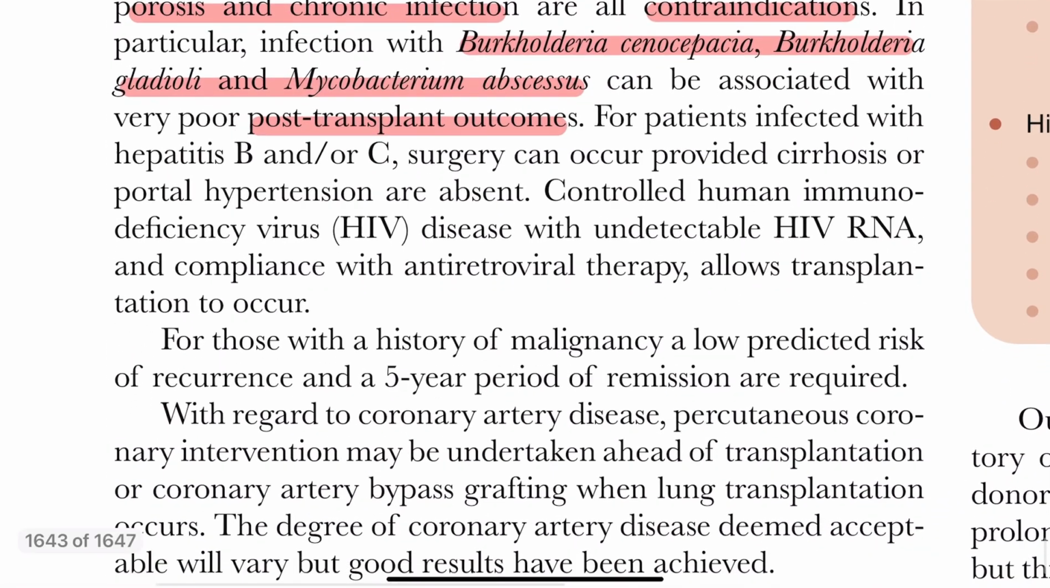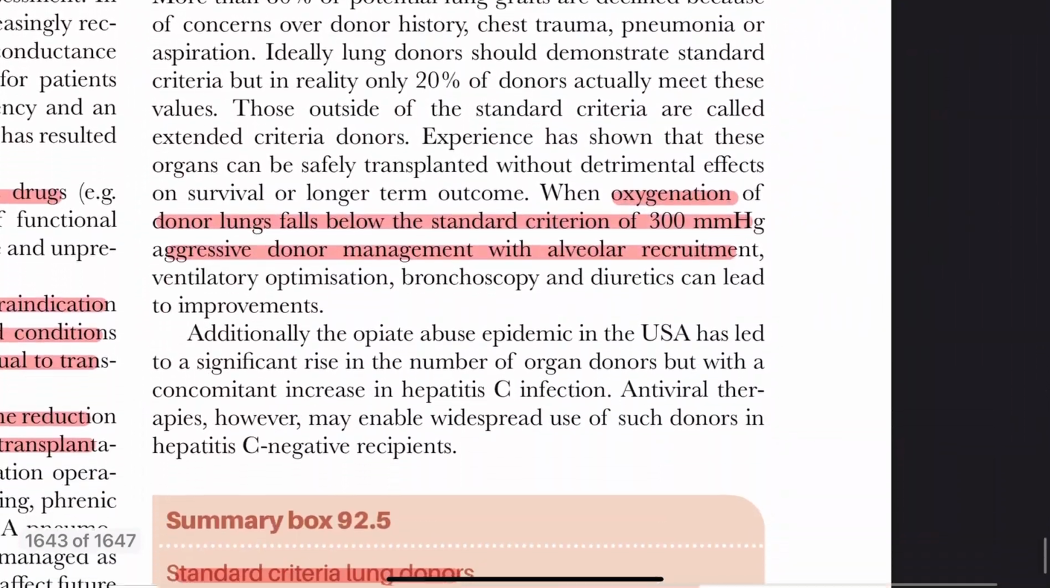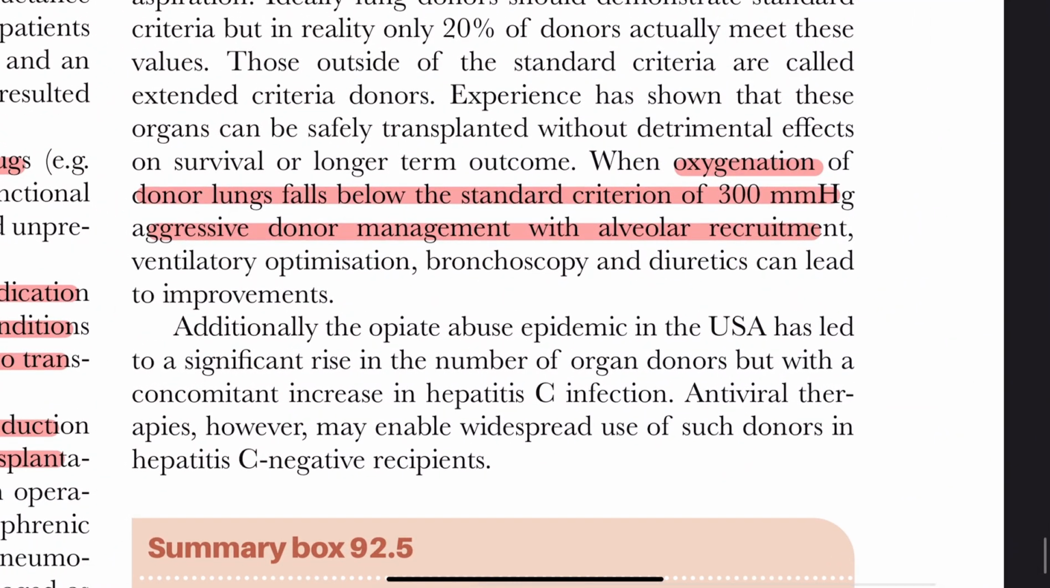Next, donor lungs that fail criteria. Oxygenation of the donor lung falls below the standard criteria of 300 mmHg. Aggressive donor management with alveolar recruitment, ventilatory optimization, bronchoscopy, and diuresis can lead to improvement. So remember this oxygenation of donor lung falls below the standard criteria of 300 mmHg.